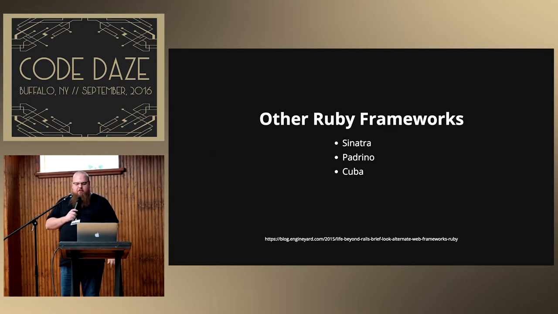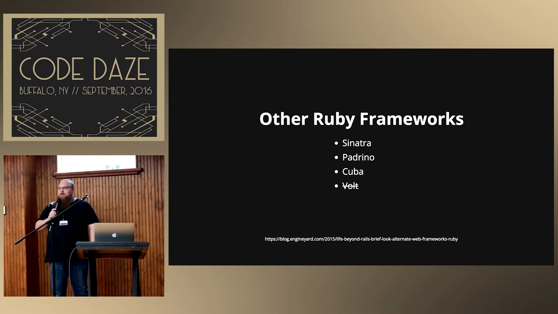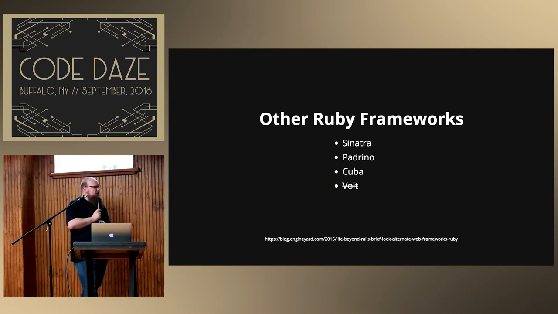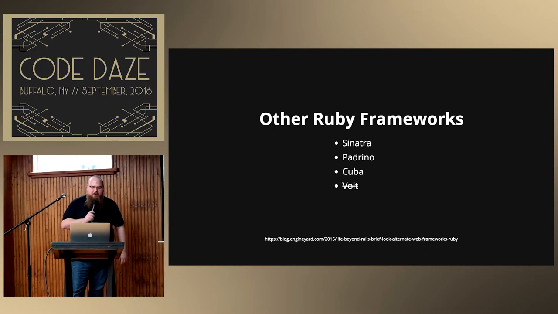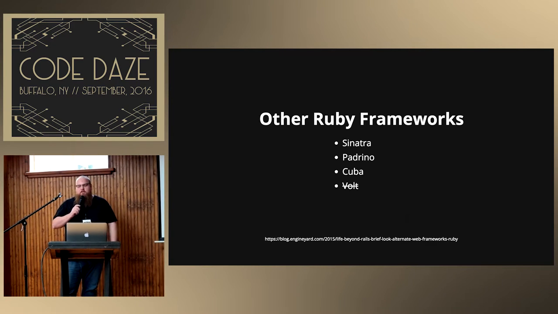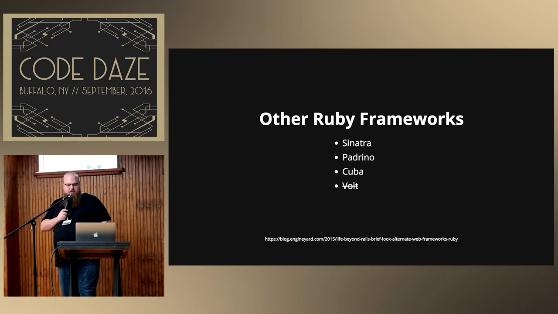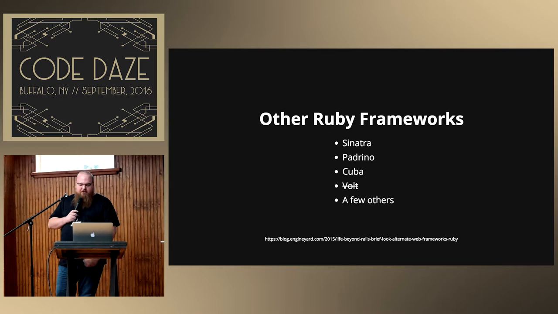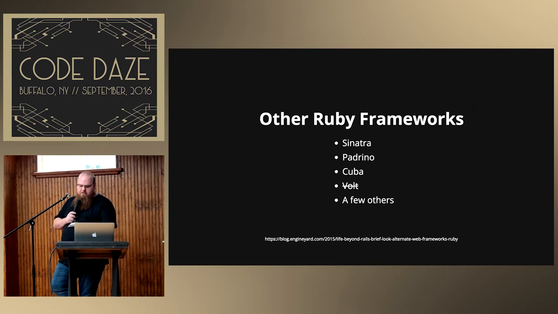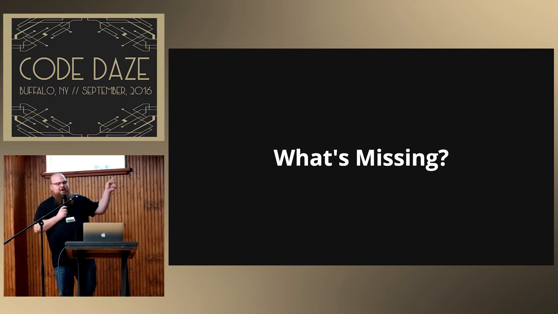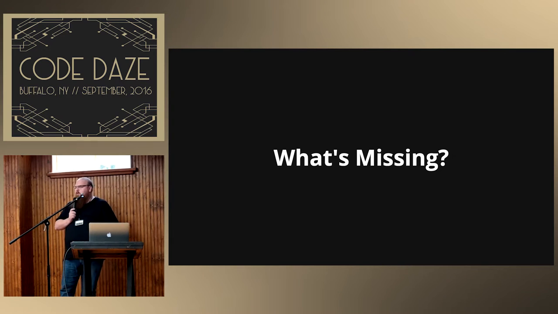Cuba, a micro framework, used a lot with APIs. And then I listed Volt, but I marked it out because it doesn't seem to be under much development right now. But it lets you run Ruby client and server side, which is kind of cool. And there's a few others that I'm missing. But from that list, there's one thing that stands out to me that's missing.